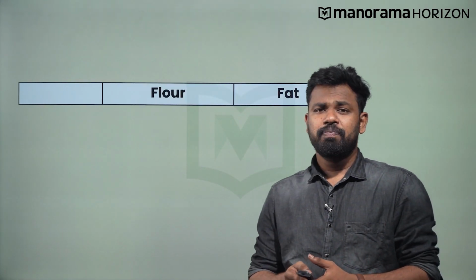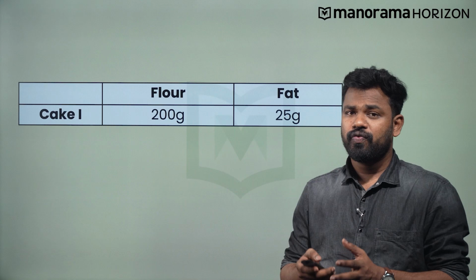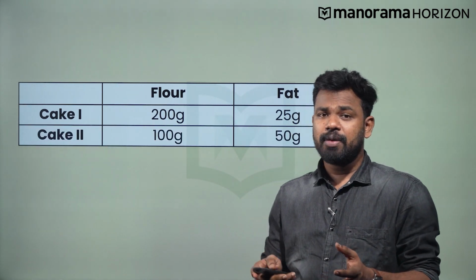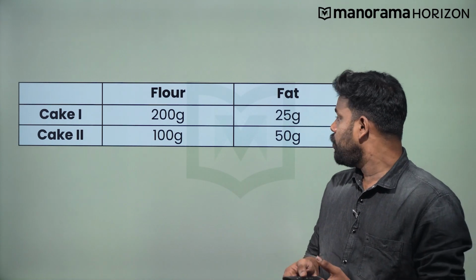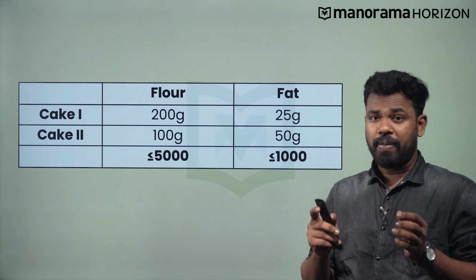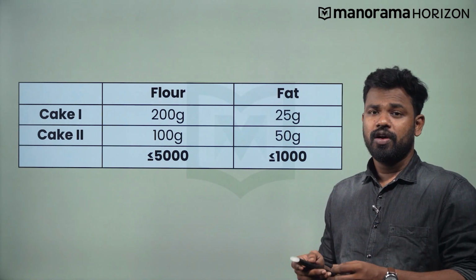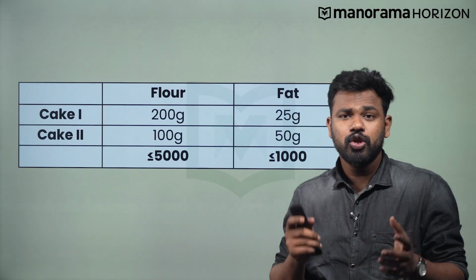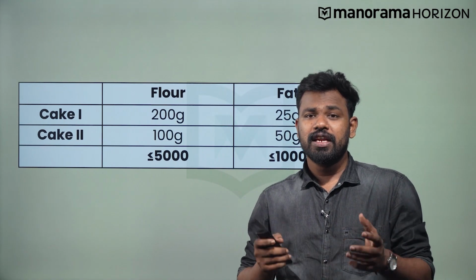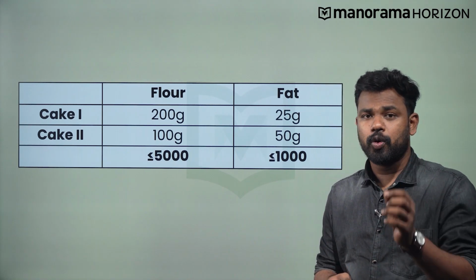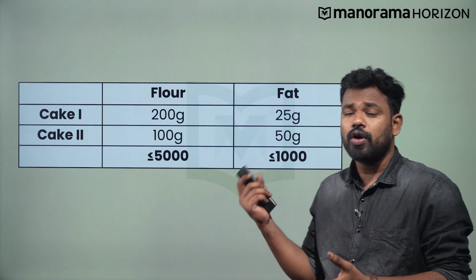Let's see one example. One kind of pancake requires 200 grams of flour and 25 grams of fat. Another type of pancake requires 100 grams of flour and 50 grams of fat. Find the maximum number of pancakes that should be cooked from 5 kg of flour and 1 kg of fat, assuming that there is no shortage of other ingredients used in making the pancakes. Formulate the above as a linear programming problem, and solve this graphically.